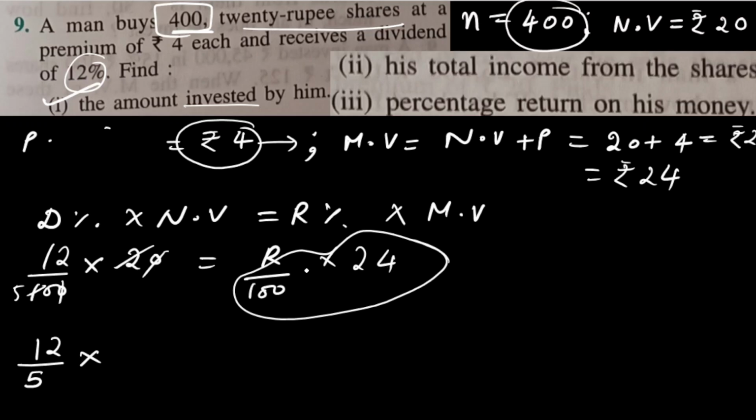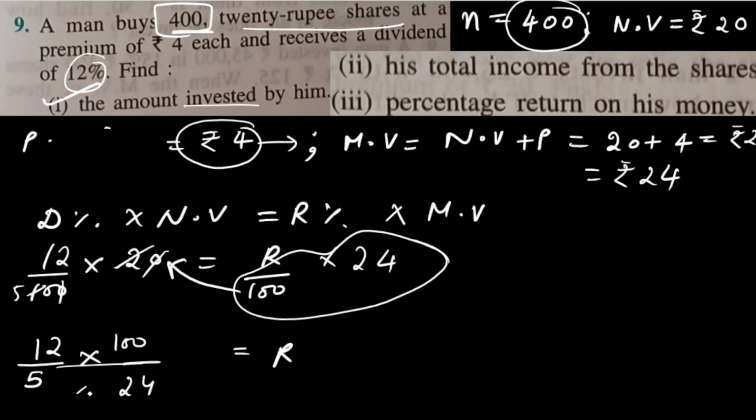See, this 24 with R is getting multiplied here. So when I am shifting this, it will get divided with this number. So this 24 will come down and 100 will go to the top, because with R it is getting divided. That means it will get multiplied when it comes to this side. R will be on this side only because we are finding the value of R.